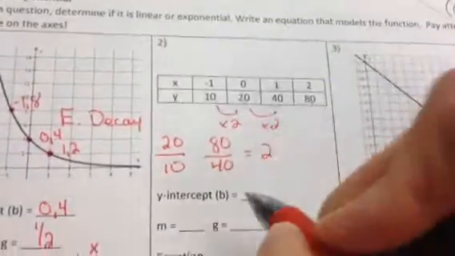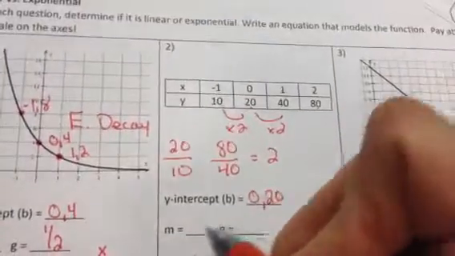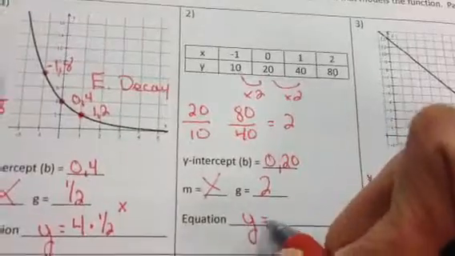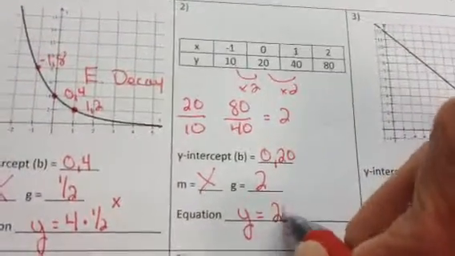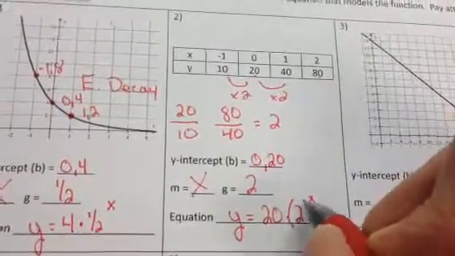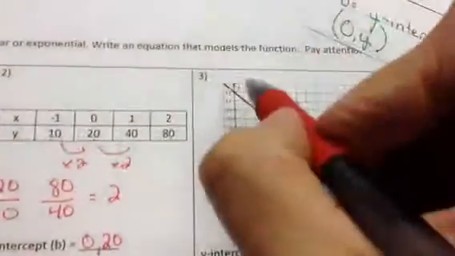My y-intercept is 20. I do not have an m. Instead, I have a g of 2. And now I can write my equation. So the y-intercept times 2 to the x power. And again, you guys, if you want to put this in parentheses, you can. You don't have to. Next one, that's obviously linear.